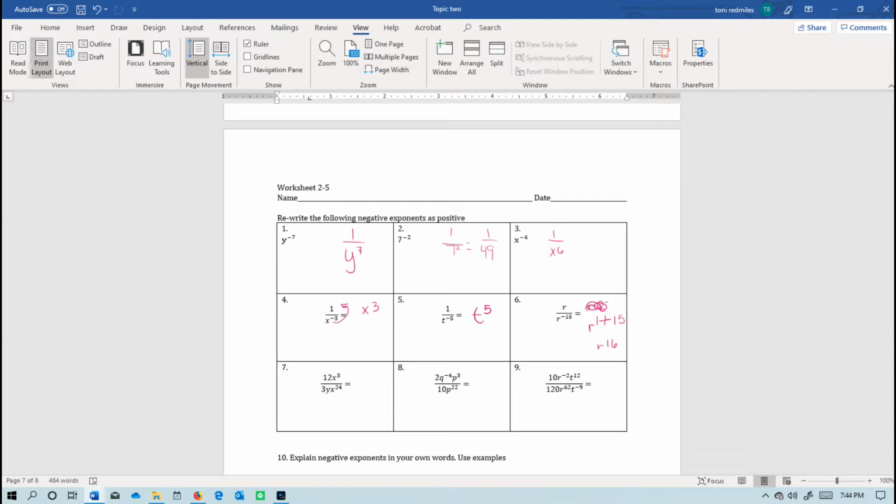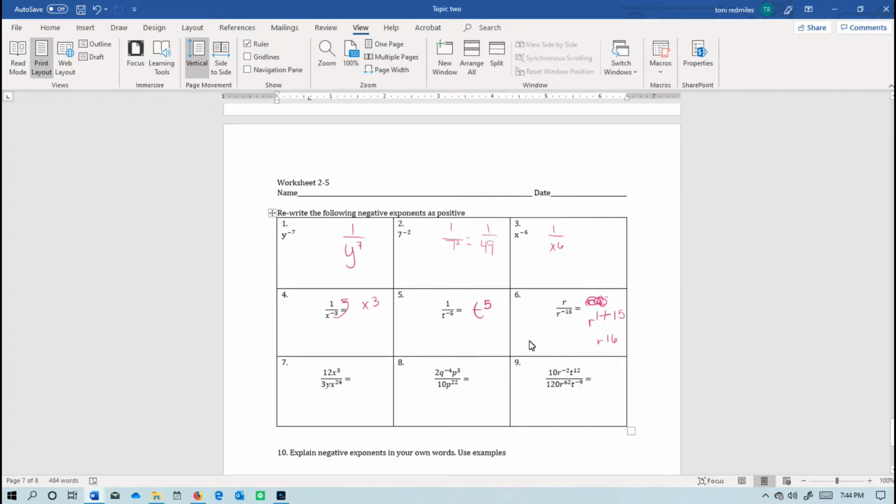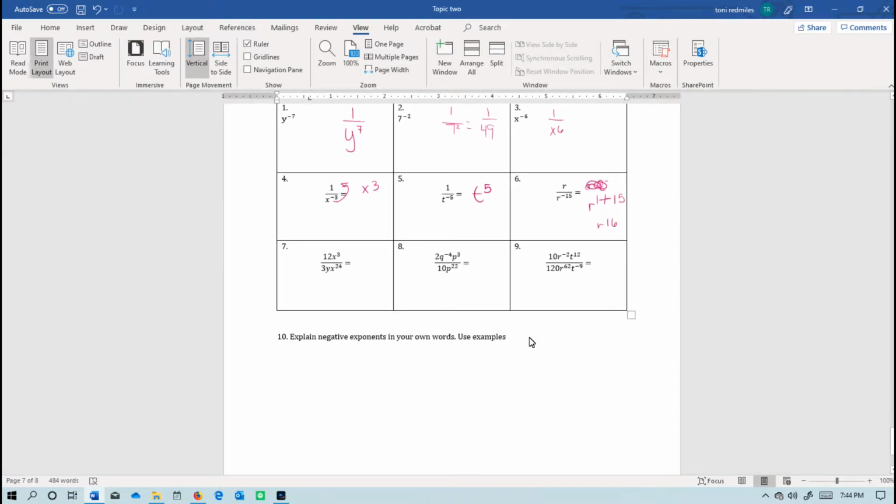All right, so these next three, I'm going to do them using the quotient rule, but I'm going to make sure everything stays positive. So 3 divided by 12 is 4. X is going to be 3 minus 24. And there's no y's on the top, so my y is left on the bottom. So let's go ahead and fix this up, all right?